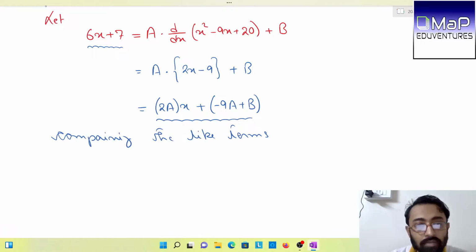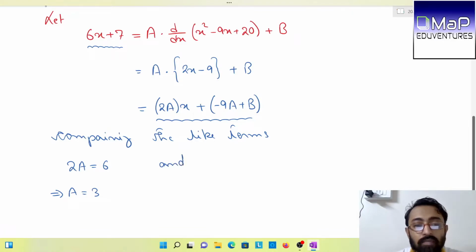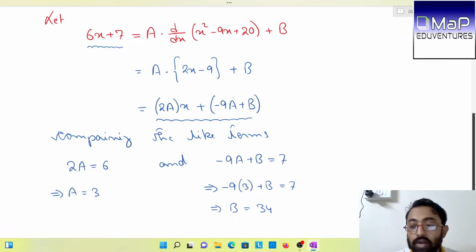Comparing the like terms, we will have twice a equals to 6. That means a will be equals to 3 and minus 9a plus b will be equals to 7. Now put the value of a and find out the value of b. So b equals to 34.